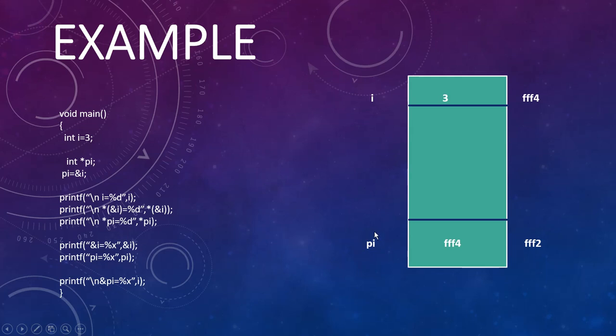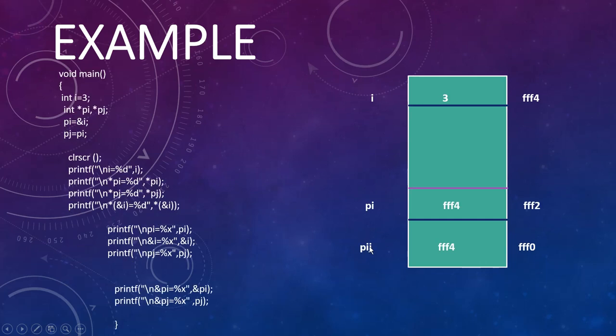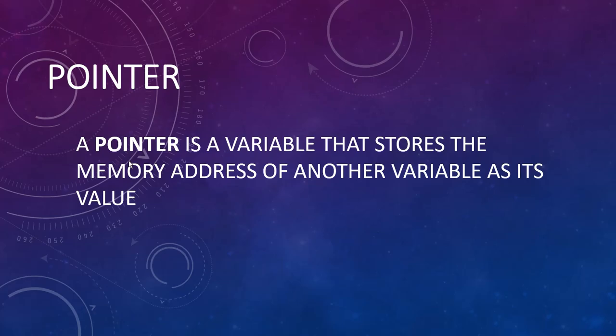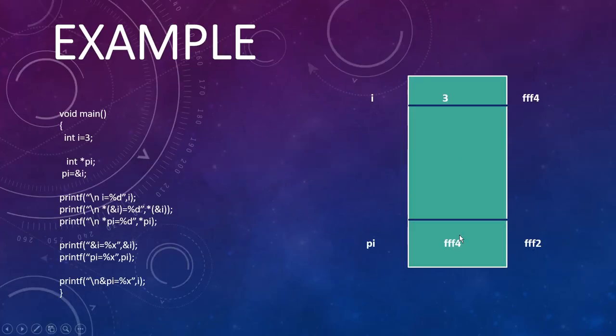This pi is a pointer variable that holds the address of another variable as its value. Here the value of this pi is the address of i. And here pi's own address is, suppose, FFF2.